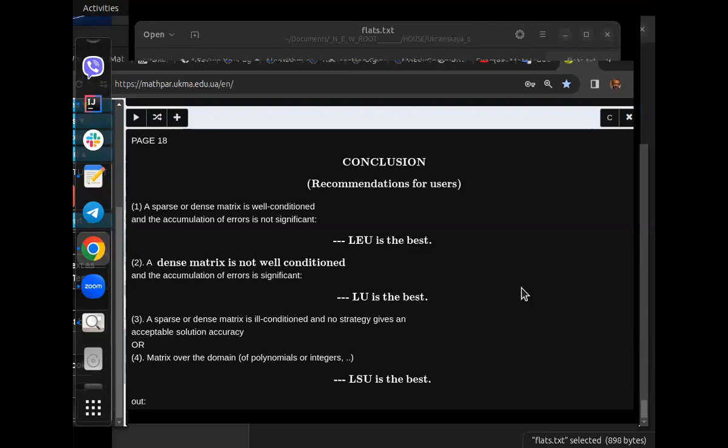What is the rest? A sparse or dense matrix. It may be ill conditioned, and no strategy for you gives acceptable solution accuracy. Or another possibility, the matrix is over the domain of polynomials or integers and so on. So in this case, for you, the best will be the LSU decomposition.